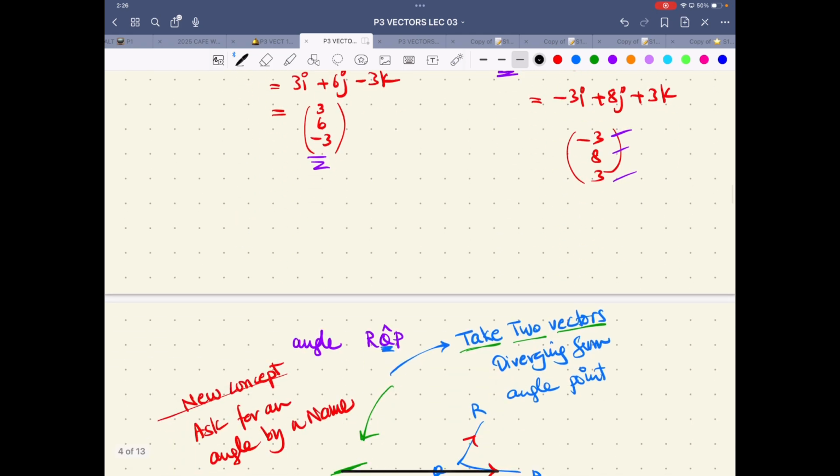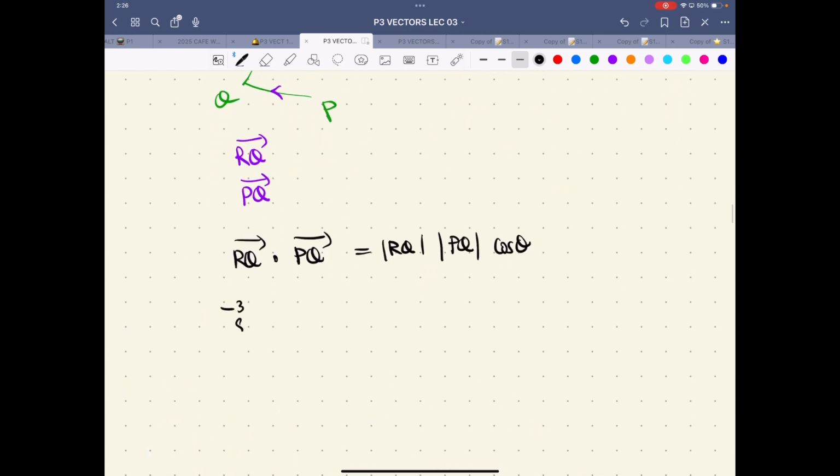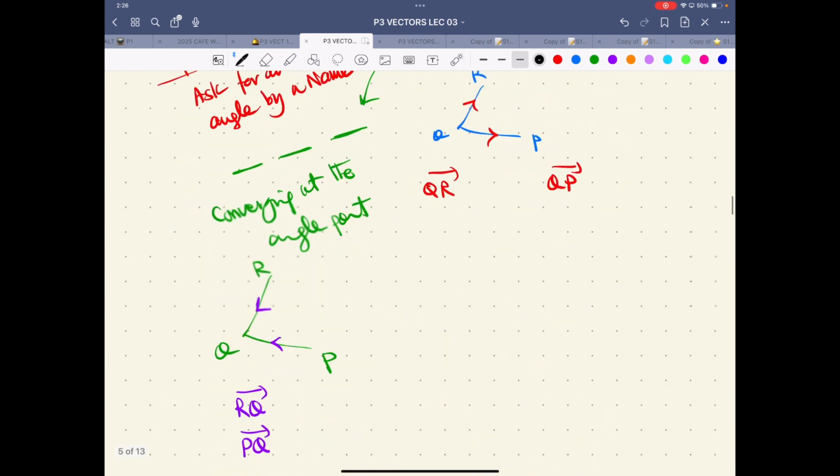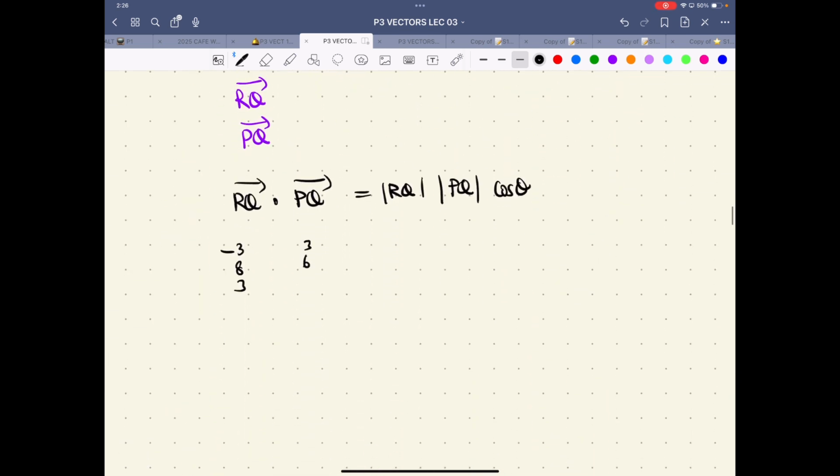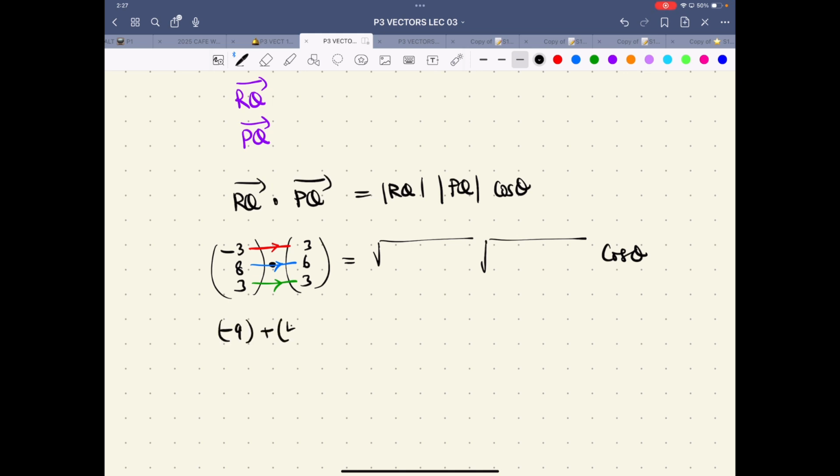RQ is negative 3, 8, 3. And the other one is 3, 6, 3. The two vectors, a dot in the middle, magnitude, magnitude, cosine of theta. Multiply I with the I, multiply J with the J, multiply K with the K. So first of all, let me write it down. Negative 3 into 3 is negative 9. And 8 into 6 is 48. 3 into 3 is 9.